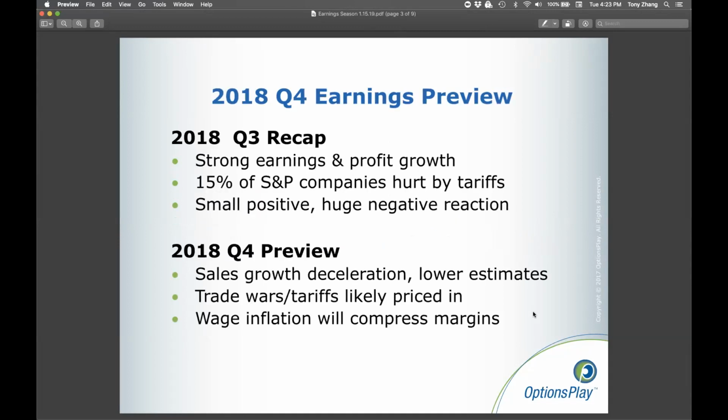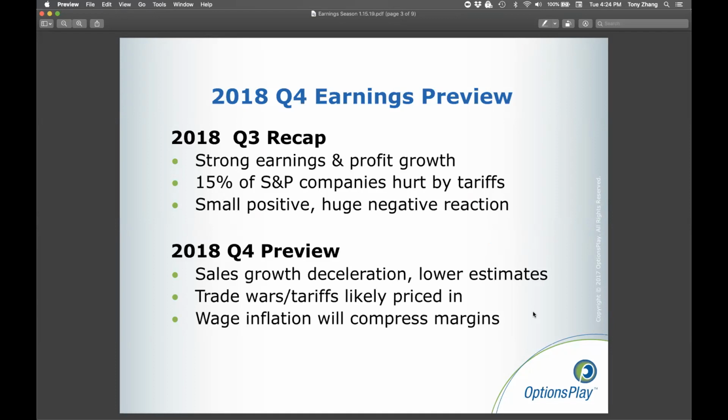First, we're going to talk about our 2018 Q4 earnings preview, because this is the results for Q4 of 2018. So in order to understand what our expectations for Q4 are, I think we should first evaluate what we saw in Q3. So number one, Q3 was marked by what we would consider very strong earnings and profit growth. This is really where we saw some of the record corporate profits, both on earnings and profits, and in terms of growth in Q3. So that was a particularly good quarter, Q3.